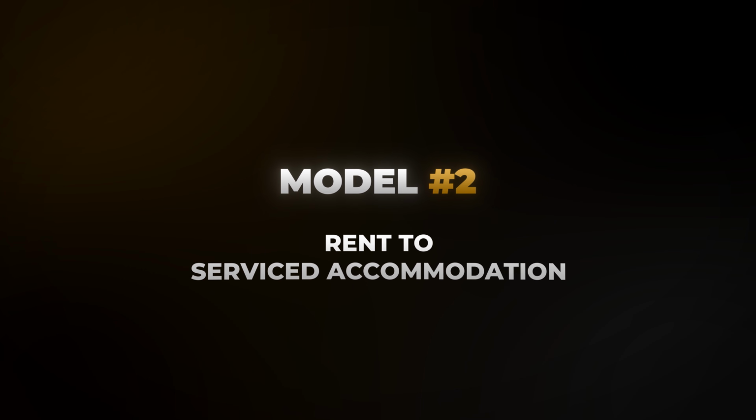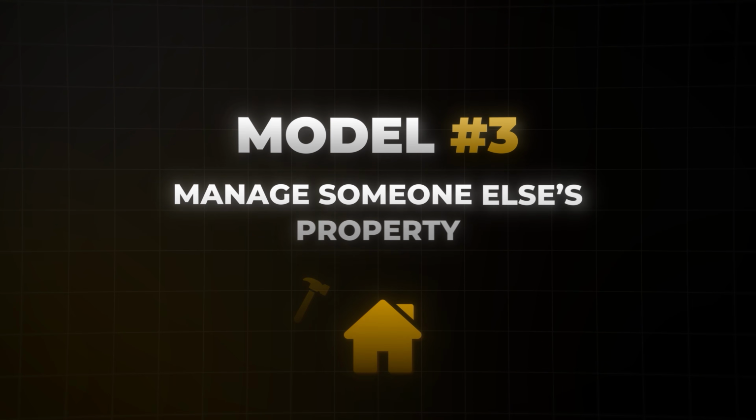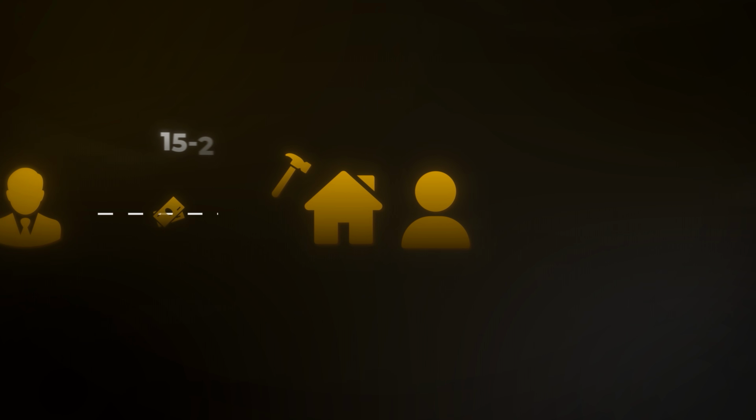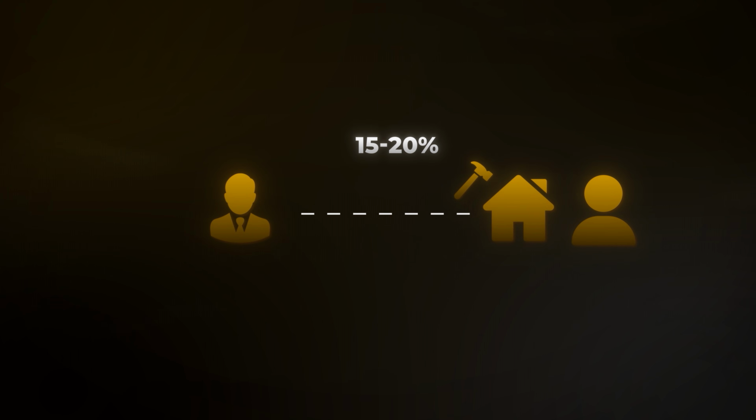The second model is serviced accommodation. This model is a bit different, as you get the property and list it on Airbnb, Booking.com or a corporate housing platform. This allows you to charge per night rather than per month, potentially generating a much higher return. Model number 3 is managing someone else's property. It's very similar to letting agents. You manage the property and they pay you a 15 to 20% fee. This is low risk but also offers a lower return compared to other models.